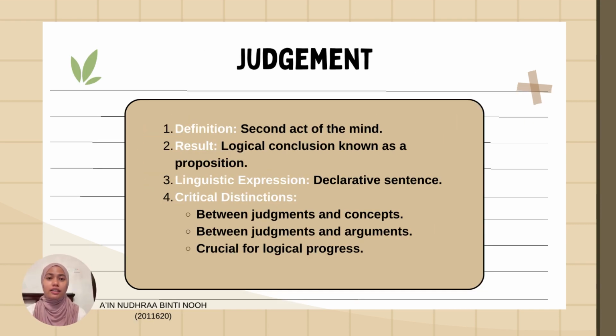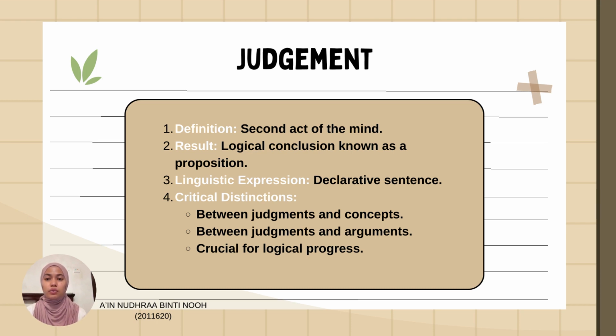Now, I will cover the part of judgment, proposition, and also what is true. We go one by one. So first, we go to judgment. The definition of judgment is the second act of the mind. And the result of judgment is a logical conclusion known as a proposition, which means it leads to a logical conclusion, which is a proposition.